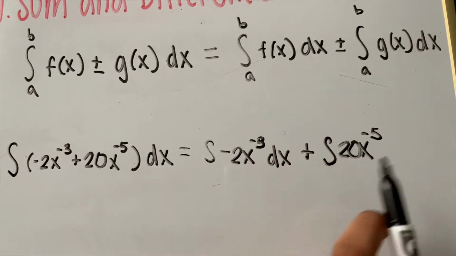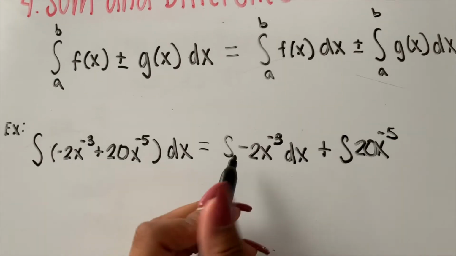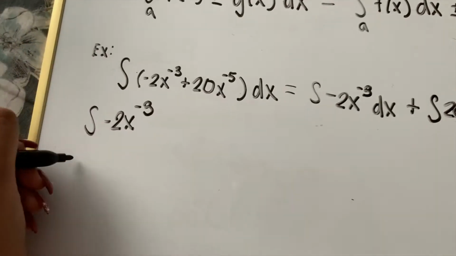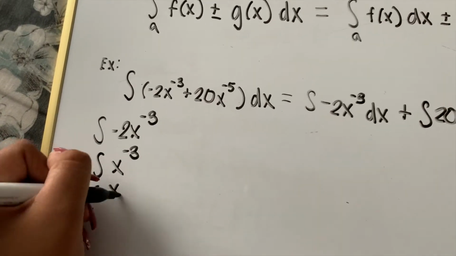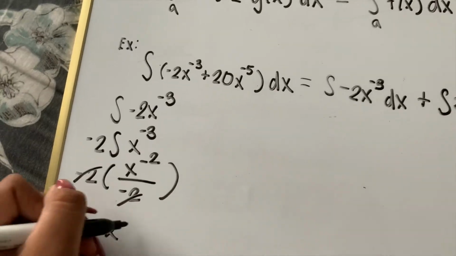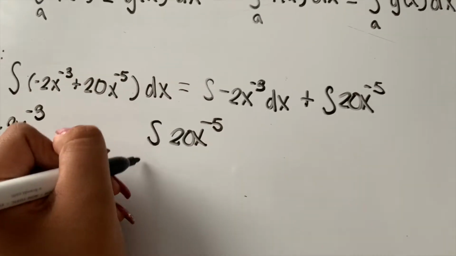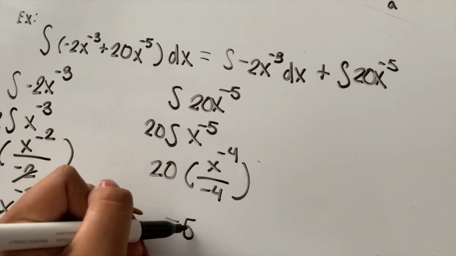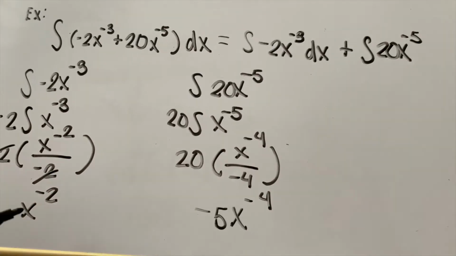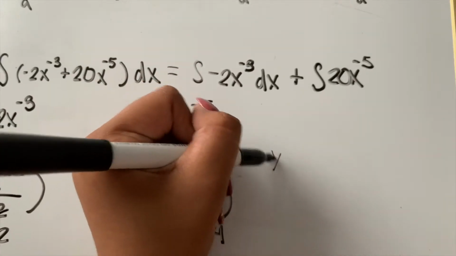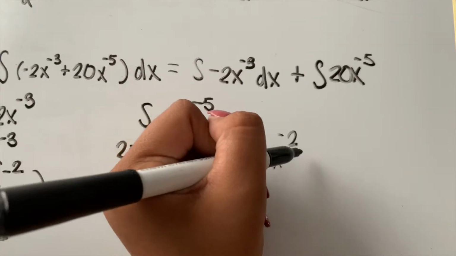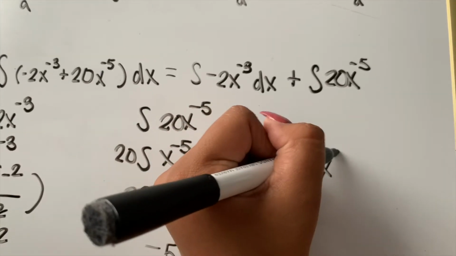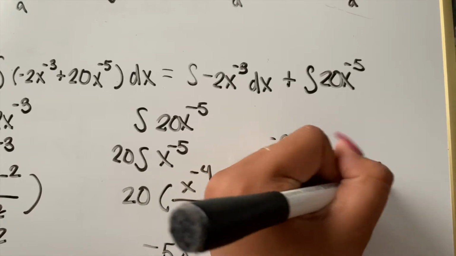We can also incorporate the constant multiple rule, so we're going to solve them separately. We can now bring these two together and simply write x to the power of -2 minus 5x to the power of -4 plus our constant.